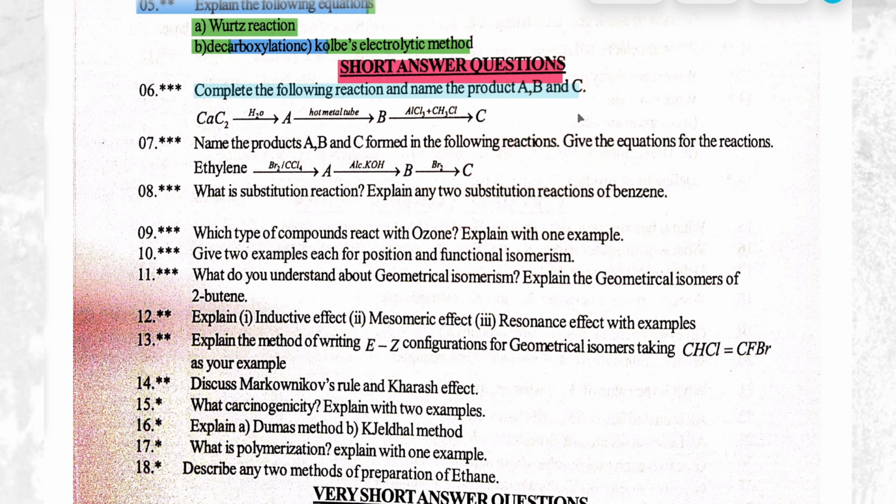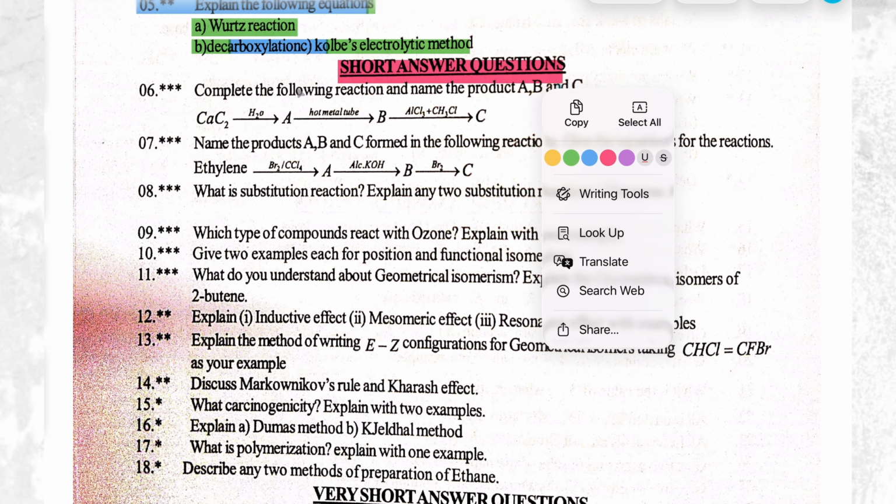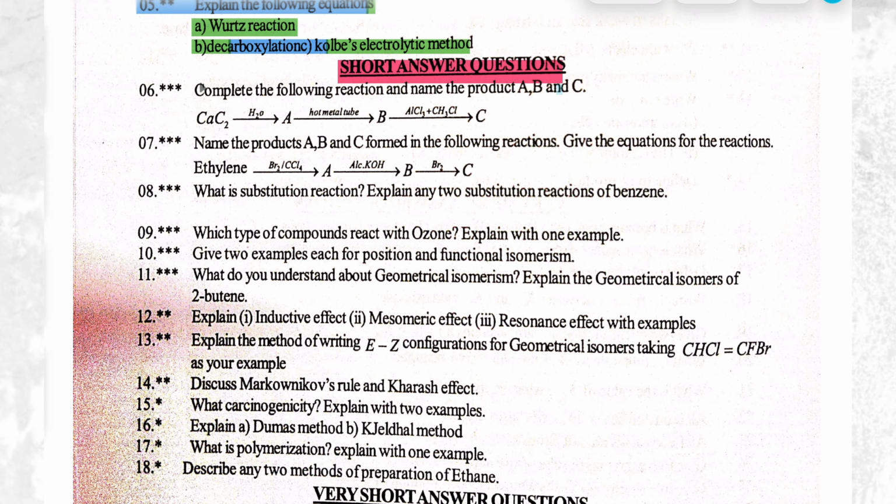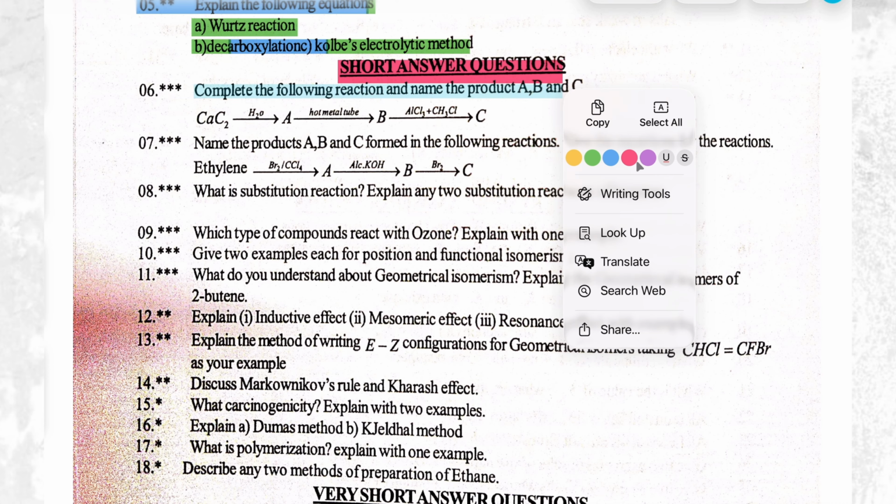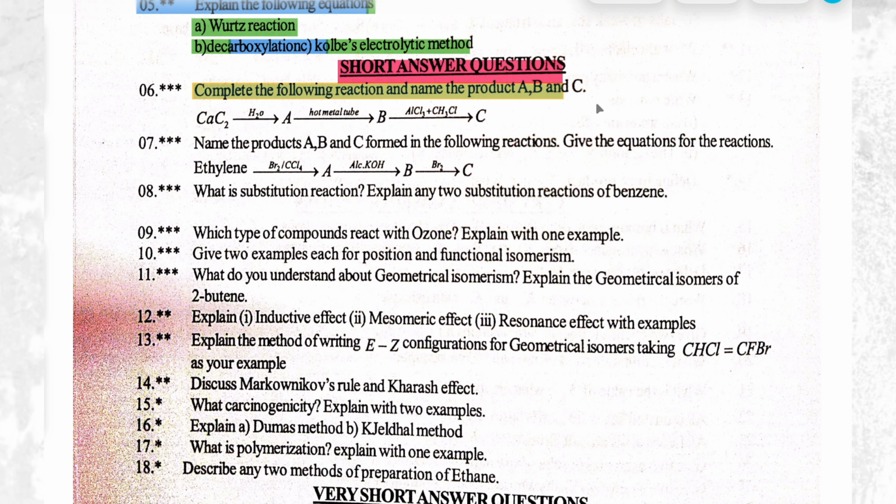See this. What are A, B, C from the reaction? Complete the following reaction, they are asking, and you have to give what are A, B, C. Simple this is. See here, calcium carbide on hydrolysis gives A. A means acetylene. Simply you can write the name also. A means acetylene. Just now we discussed.